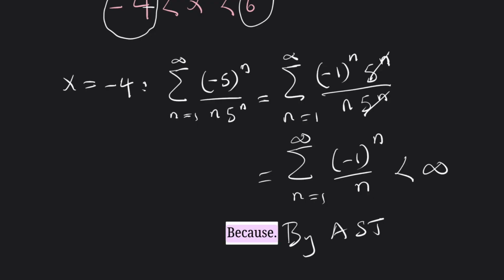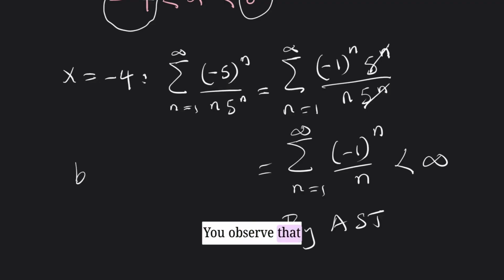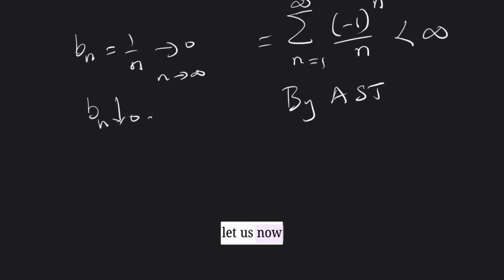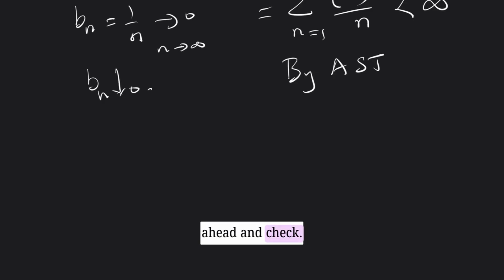Because b sub n here, you observe that b sub n is equal to 1 over n, which goes to 0 as n goes to infinity, and b sub n is decreasing also. Now let us go ahead and check. So you can see that x equal to -4 is included. So what about when x is 6?